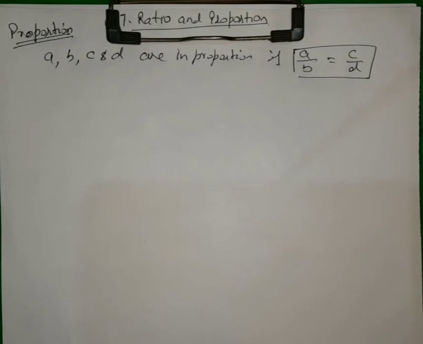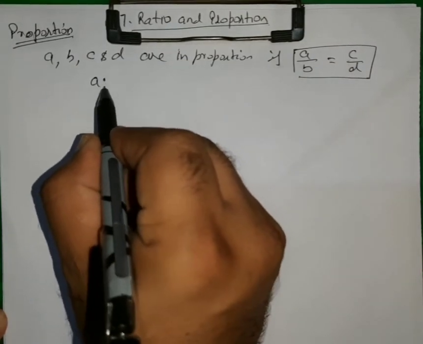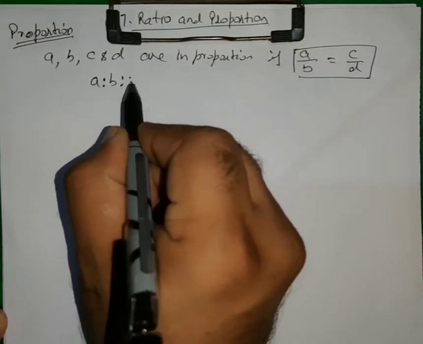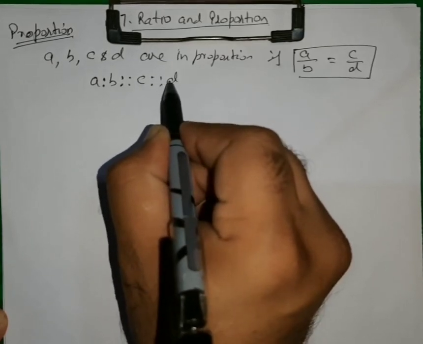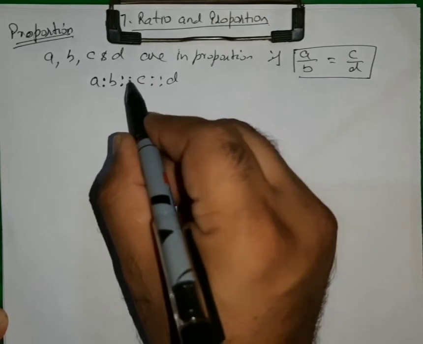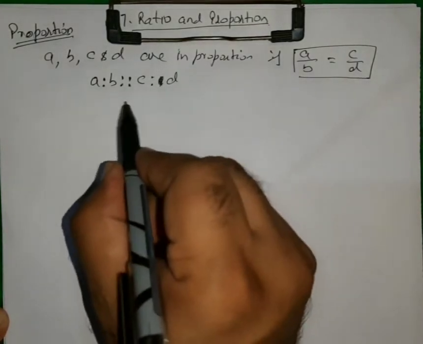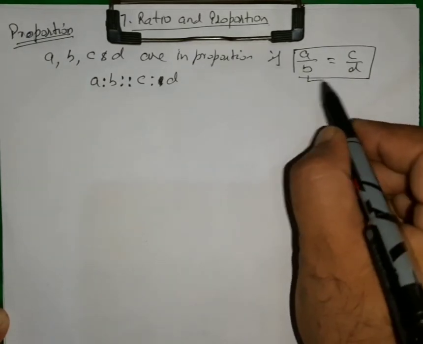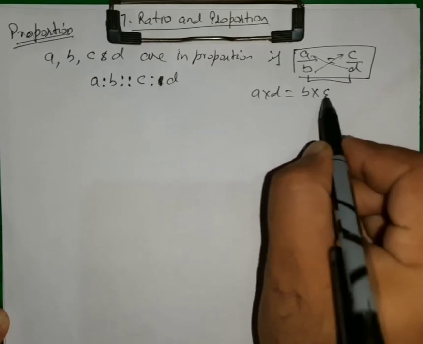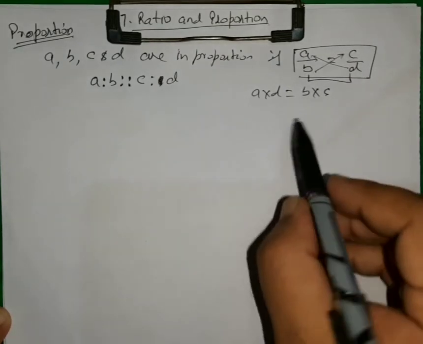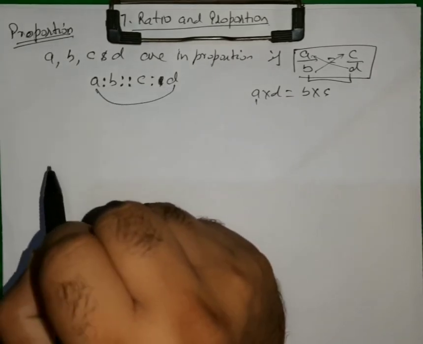Then they are said to be in proportion, and this is mostly written as A is to B is to C is to D. So A is to B equal to C is to D. Now if I cross multiply, then I will get A multiply D is equal to B multiply C. Here these two are the extreme values, or the extremes.